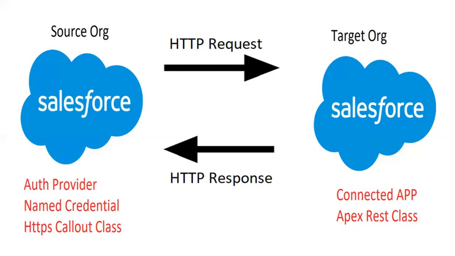Whatever the domain name of the target org is, we have to change it at multiple places. But if we use the named credential, it's like a public variable. We declare it at one place and we use it at multiple places. And if we change the domain name only within the named credential, it will automatically change in all the places within the source wherever we have used that named credential.